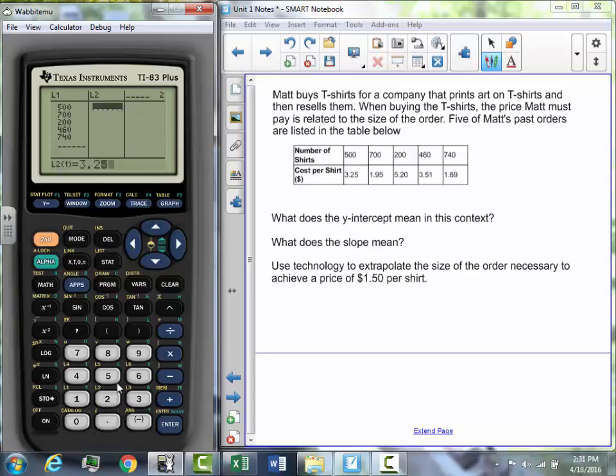So 325, 195, 520, 351, and 169. Oh, you're way ahead of me there. Yeah. Okay, so then you need bars. Over to Y bars. Okay. Minus, cool. Has everybody managed to type their data in then?